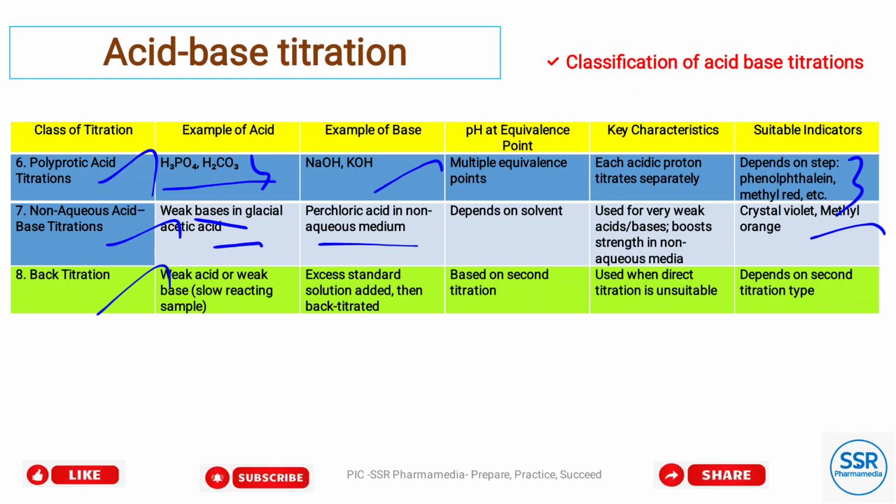And back titration: when weak acids and weak bases or slow-reacting samples are taken, back titration may be used. Here the excess standard acid or base is added into the conical flask. After the completion of the reaction, the unreacted excess acid is titrated with the burette solution and the endpoint occurs. Here mixed types of indicators may be used, depending on the second titration type.